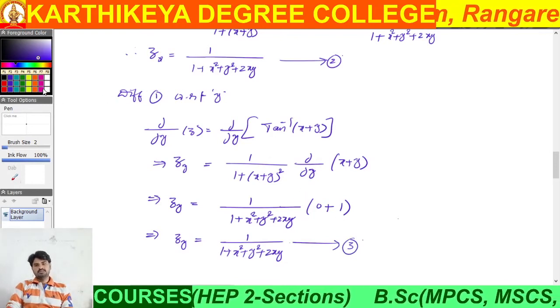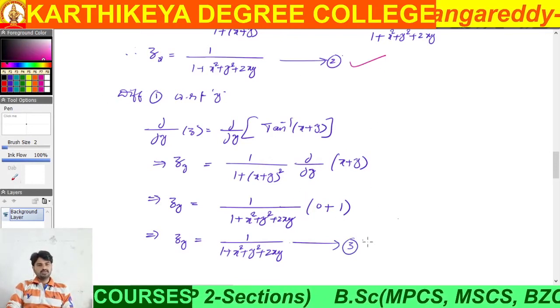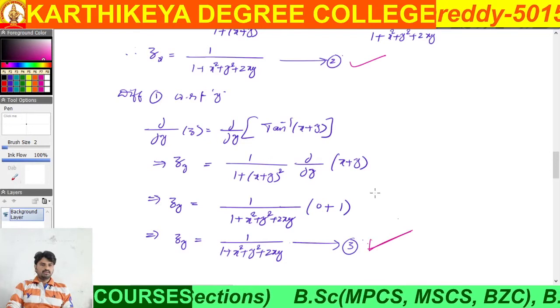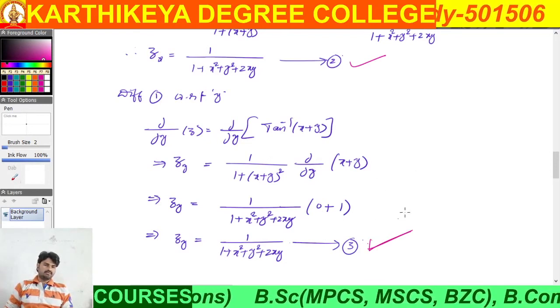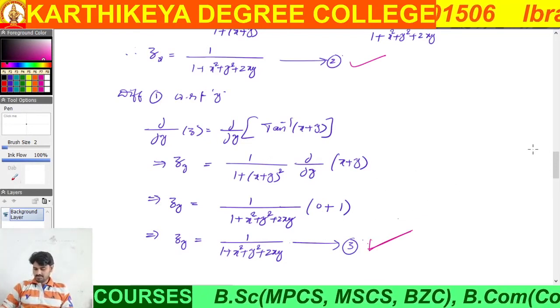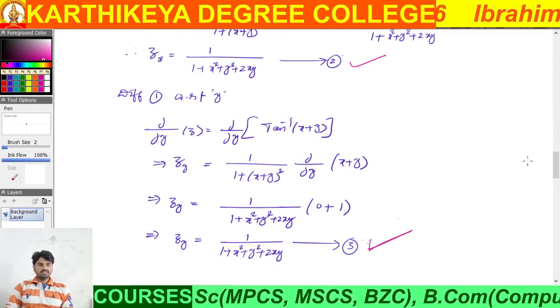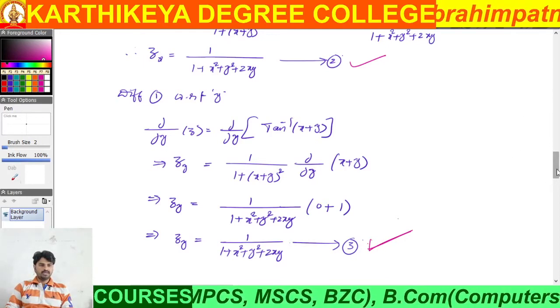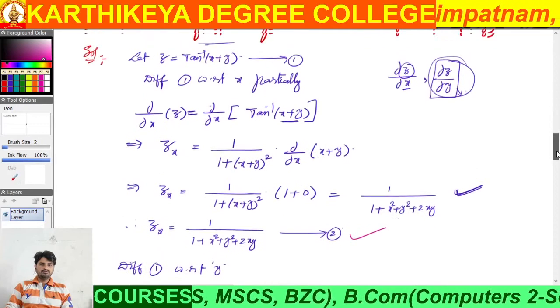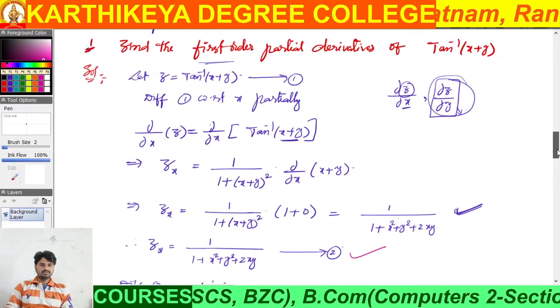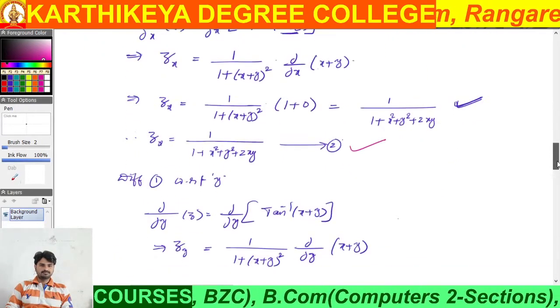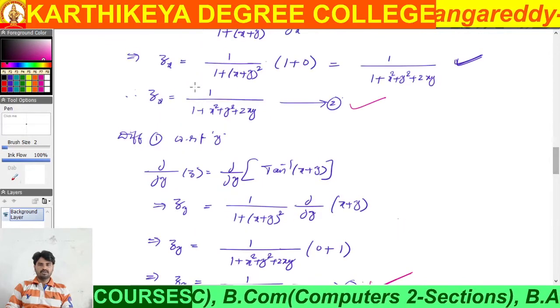Now the second one and third one are the first order partial derivatives. This is the problem here. Next, in the same way, we are going to find another problem. First you have to note this problem carefully.